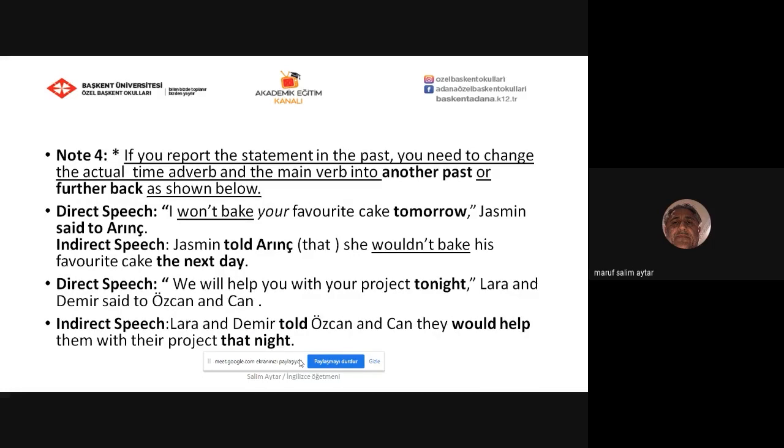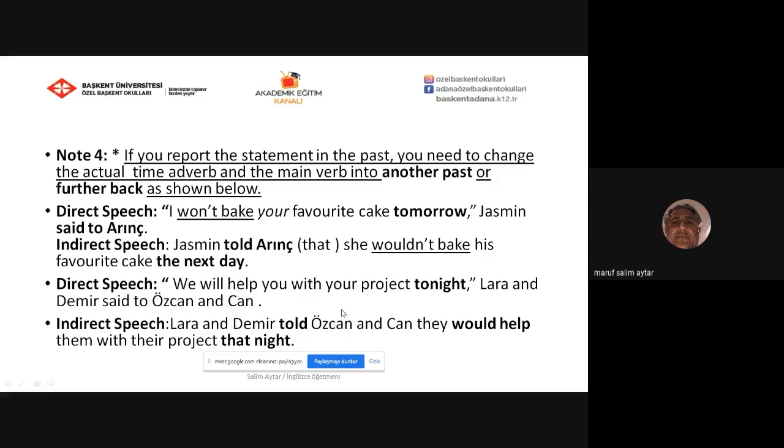Another piece of information about reported speech. If you report the statement in the past, you need to change the actual time adverb, like yesterday, like tomorrow, and the main verb into another past or further back as shown below. Let's see the examples, please. "I won't bake your favorite cake tomorrow," Yasmin said to Orange. Yasmin told Orange that she wouldn't bake his favorite cake the next day. See? Tomorrow turns into the next day just because the reporting verb is in the past.